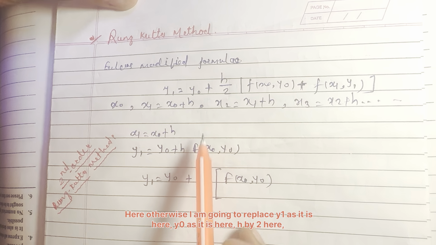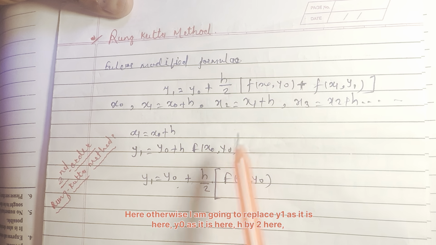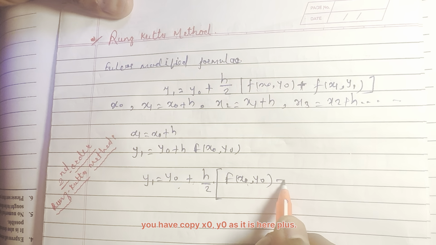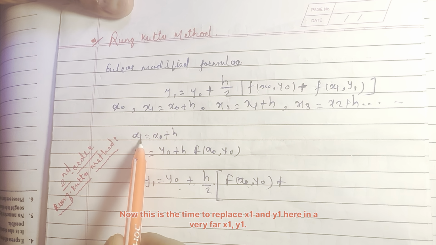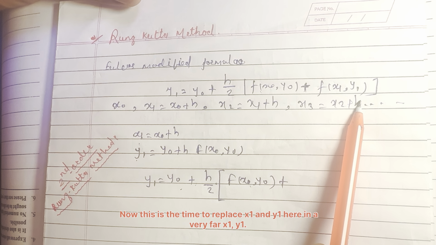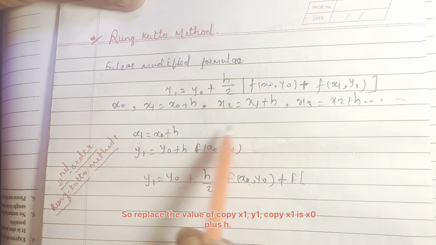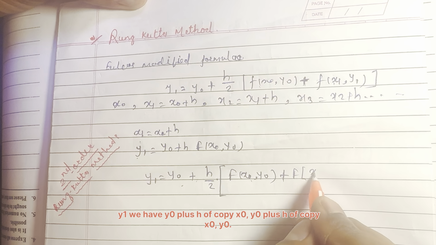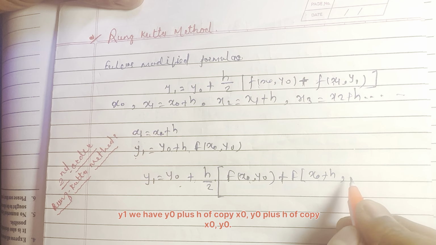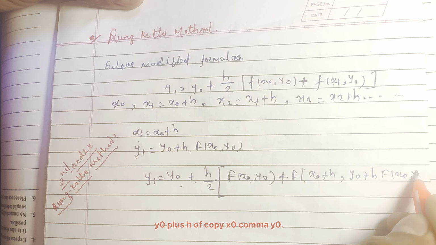So here y1 stays as it is, y0 as it is, h by 2 here, f of x0, y0 as it is here, plus, okay. Now this is the time to replace x1 and y1 in our f of x1, y1, okay. Yes, so replace the value f of x1, y1. x1 is x0 plus h, and y1 we have y0 plus h f of x0, y0, okay.